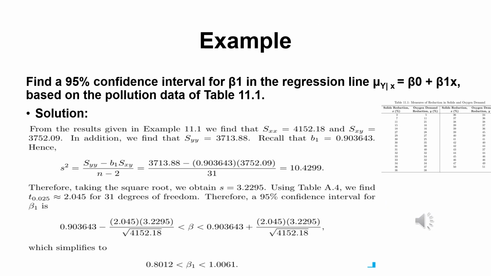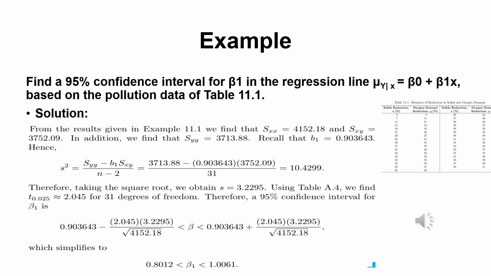Let's work through an example. We have pollution data with sample size n equals 33, so degrees of freedom is 31. From earlier calculations, S_xx is 4152.18, S_xy is 3752.09, and b is 0.9036.